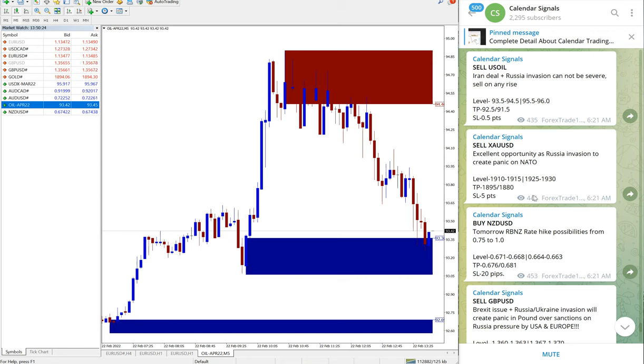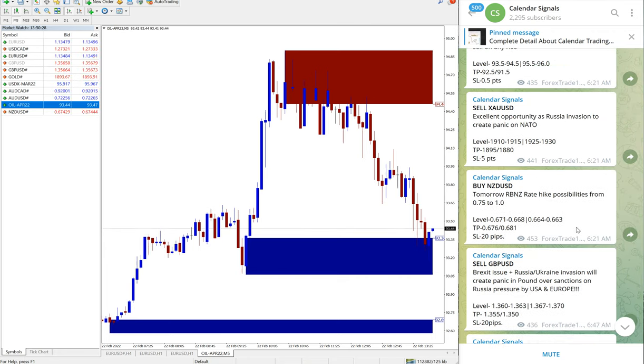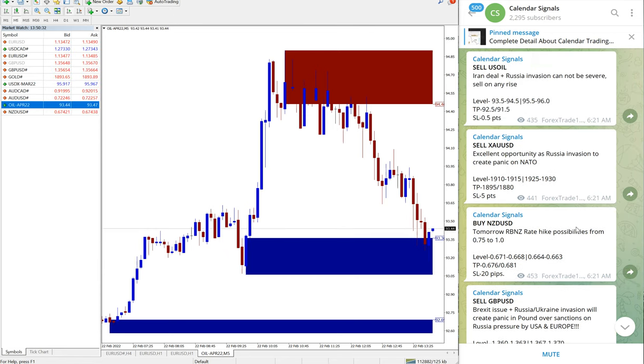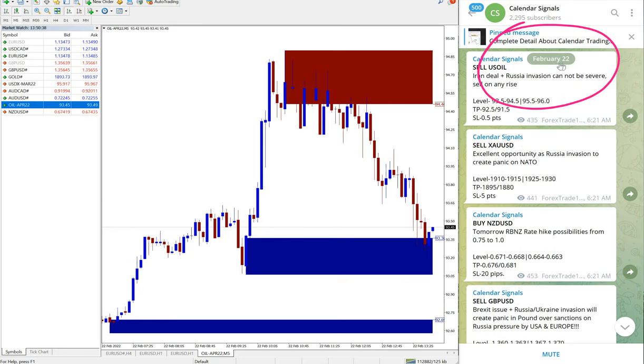Today we are going to show you the performance of our calendar signal. Today is February 22. You can see the date pop up here in this area. As I move the cursor, you can see February 22, which is today's date.